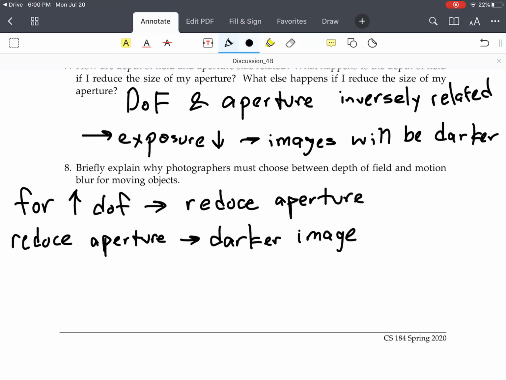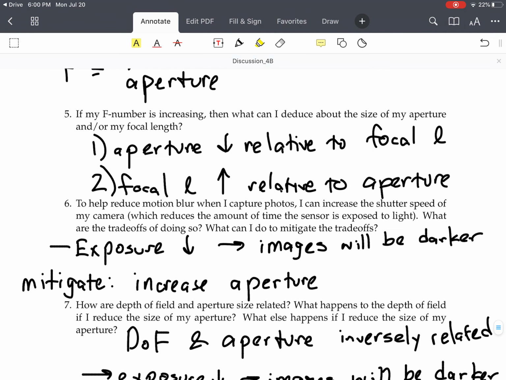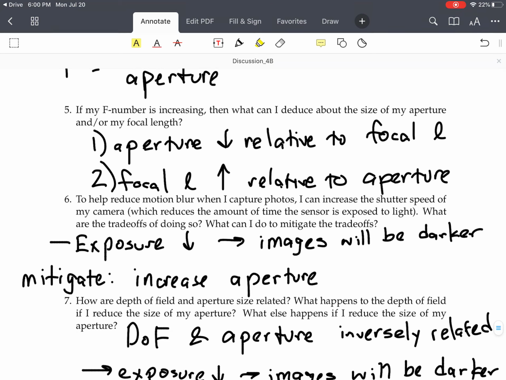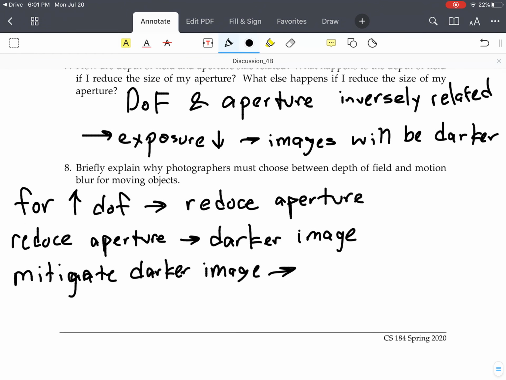Now let's say we want to mitigate a darker image. How could we do that? Well, let's come up here, where we were talking about this. What we could do is decrease the shutter speed. Right here we increased the shutter speed and the exposure went down, the images got darker. So if we do the opposite and decrease the shutter speed, basically make it slower, more time for light to get in, the images will be lighter again.